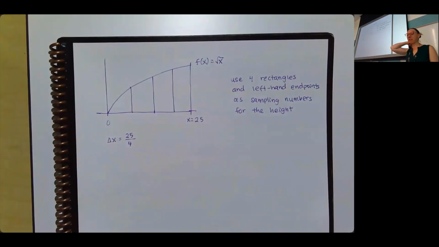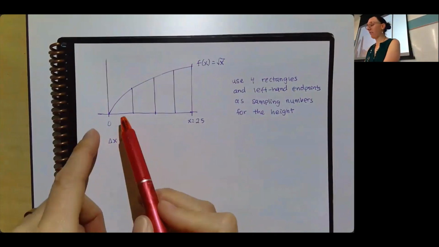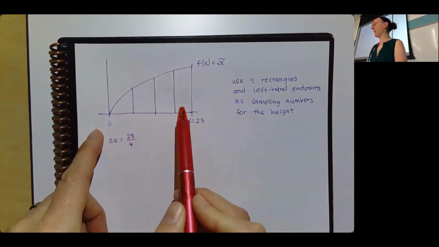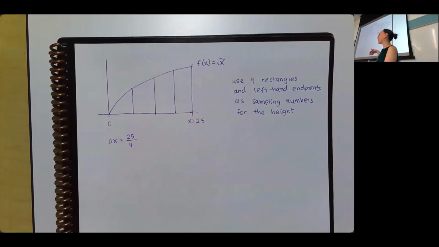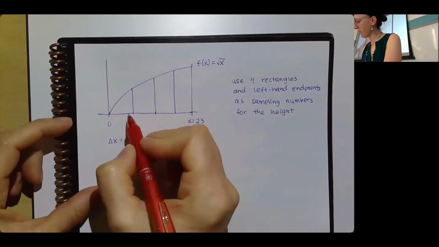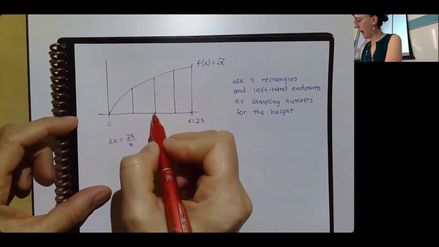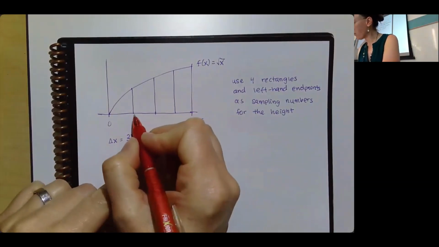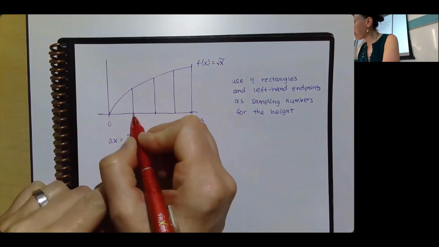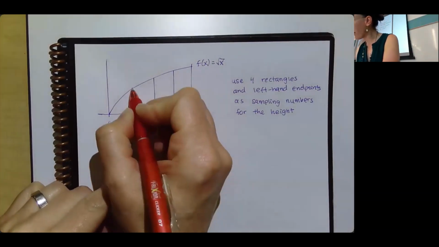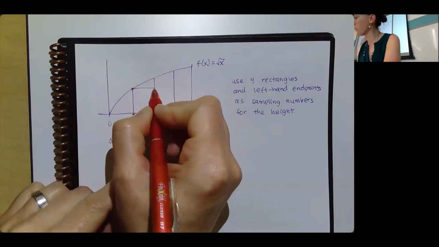Now, when I say left-hand endpoints as sampling numbers, what that means is I've got 4 intervals that this is broken into. And for each interval, the place where I'm going to plug in the X value to get the height is whatever's on the left-hand side. So for this middle interval, if I'm looking at this interval right here, then that left-hand side number is what I would plug into the function. So that's what the height of the rectangle would look like.